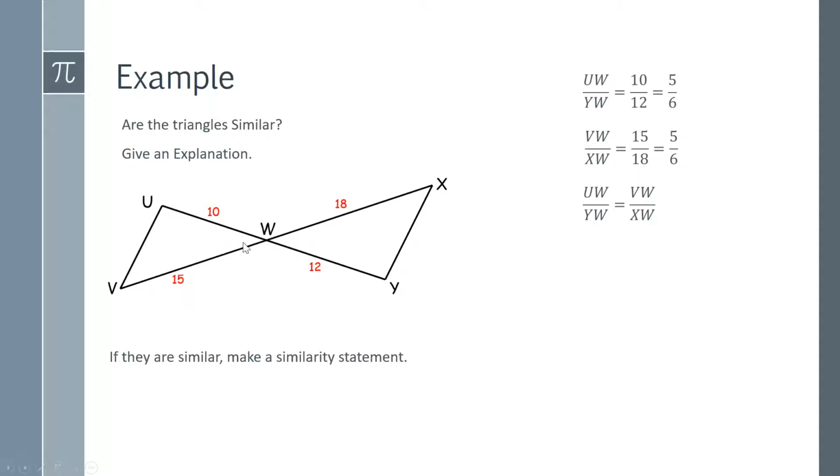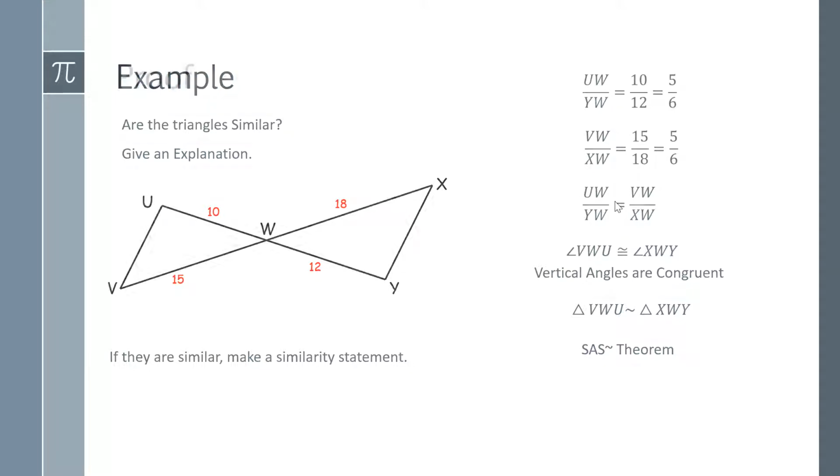Well, our angle will be this vertical angle right here. UWV and XWY. I think I'm going to use YWX to make it consistent with the lettering. So VWU is congruent to XWY, and that's by vertical angles are congruent, the vertical angles theorem. So now we have the angle, we have the sides are proportional. So now we can say that the triangles are similar by the side angle side theorem.